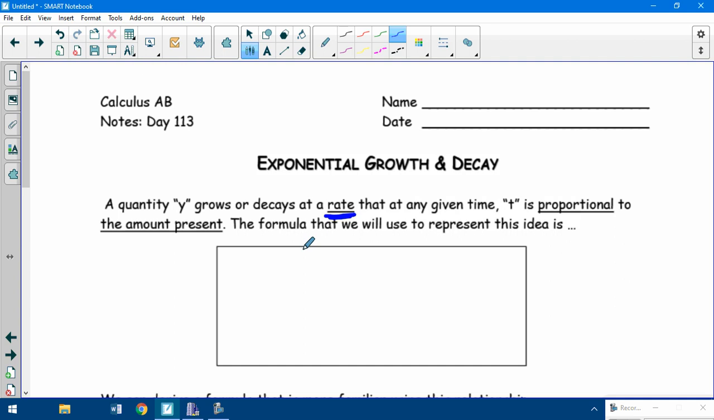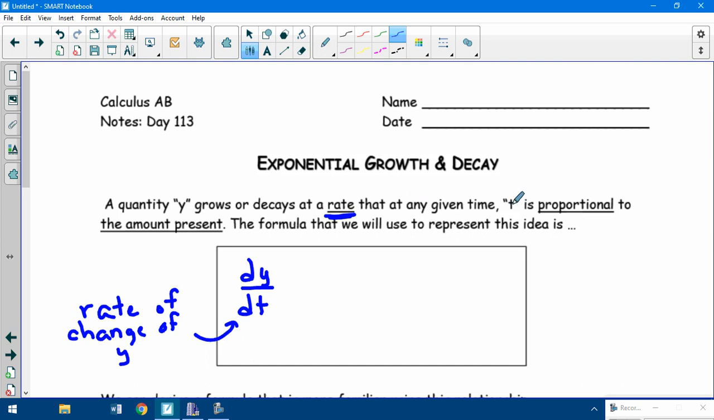So I'm going to say dy over dt, that's a rate. We can call that the rate of change of y. I just picked y to be, well, it says the quantity y grows at a rate, so that's why I use dy. So this is the rate of change of y. It grows at any time t is proportional to the amount present. Okay, so I'm going to say equals k times y, and here's why. y is the original quantity. That is the amount present.